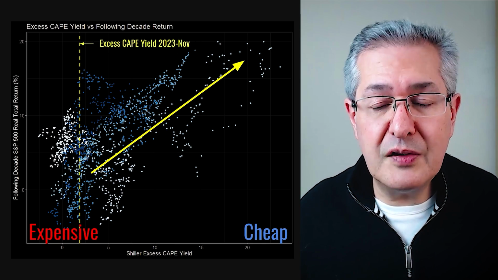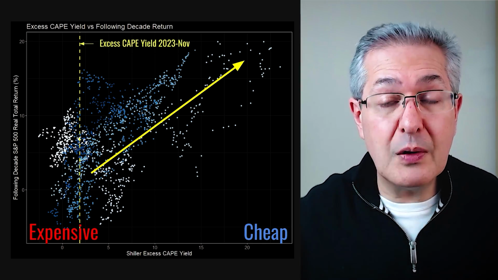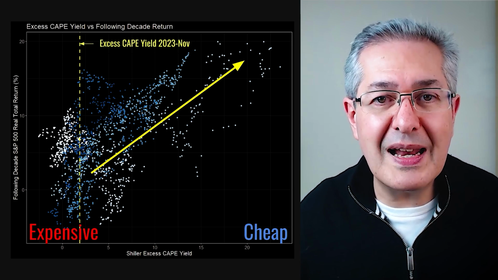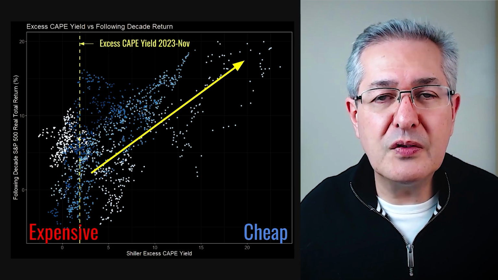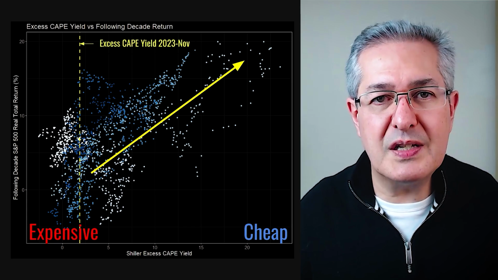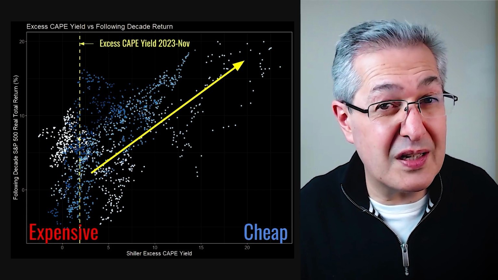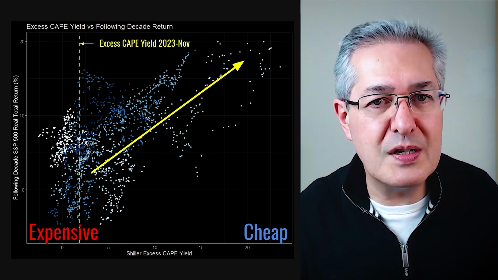So if we slice through the distribution, that's the dashed yellow line you can see, given the current value of the excess CAPE yield, you can see that that tends to give lower returns, although it's not such an extreme valuation that you'd get very low returns. So really all we can say is that currently US markets are quite expensive, and that tends to be a slight drag on the following decade of returns.